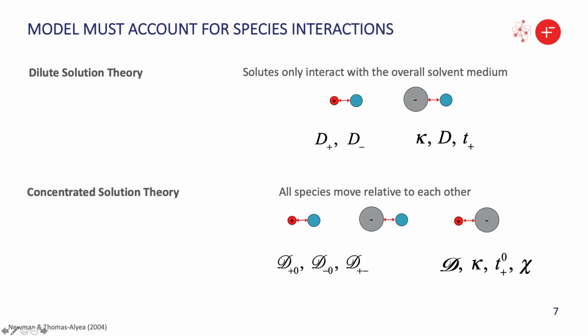But concentrated solution theory explicitly accounts for all of the pairwise interactions between all of the species. And so these key interactions, such as that between the cation and anion, cannot be ignored in the superconcentrated regime. And so there's also a thermodynamic factor, which I mentioned before is crucial for attaining those accurate voltage predictions from the model.